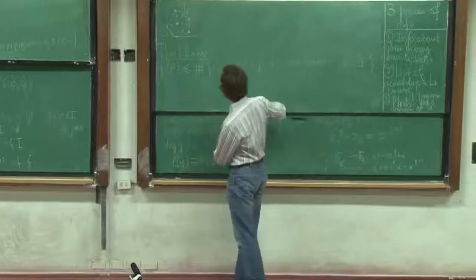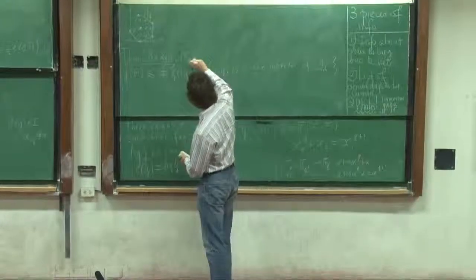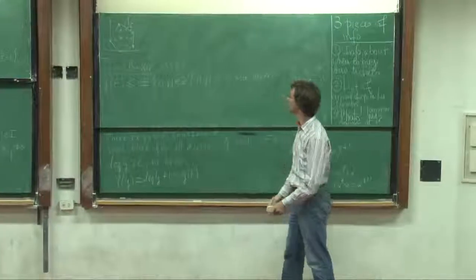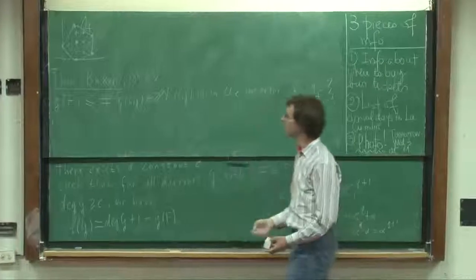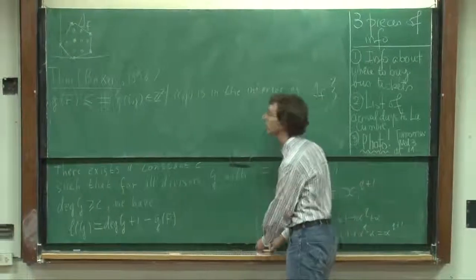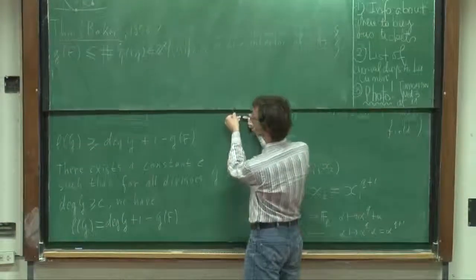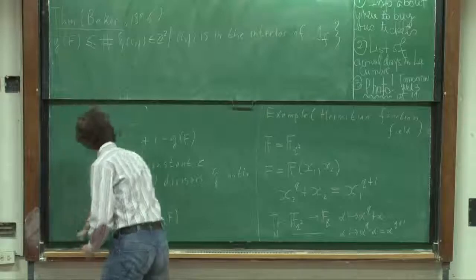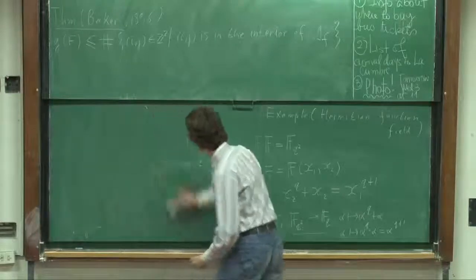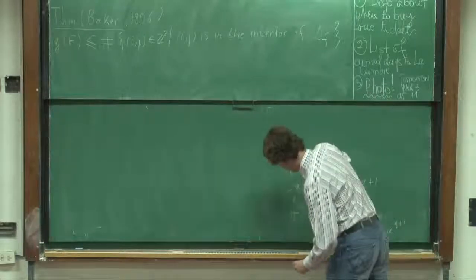And this is an old result. At least if you look over the complex numbers, this is from 1896, if I remember correctly. In characteristic p, the story is a little bit more subtle. But anyway, for the complex numbers, this has been known for a long time. And this has a number of consequences that you may have seen before.